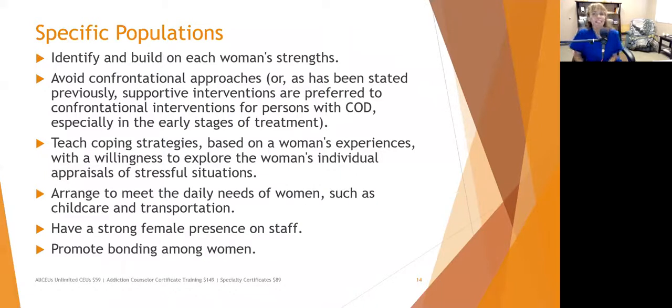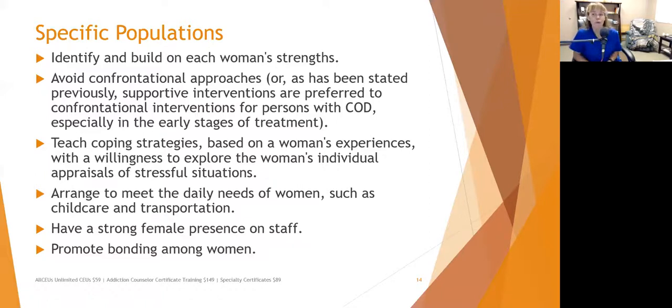With women, we need to identify and build on each woman's strengths. Avoid confrontational approaches. Supportive interventions are preferred for women and generally for people with co-occurring disorders, especially in the early stages of treatment, because their mental health and their substance abuse issues are probably very tenuous at that point. And we need to provide that support and encouragement because it hurts and it's hard.